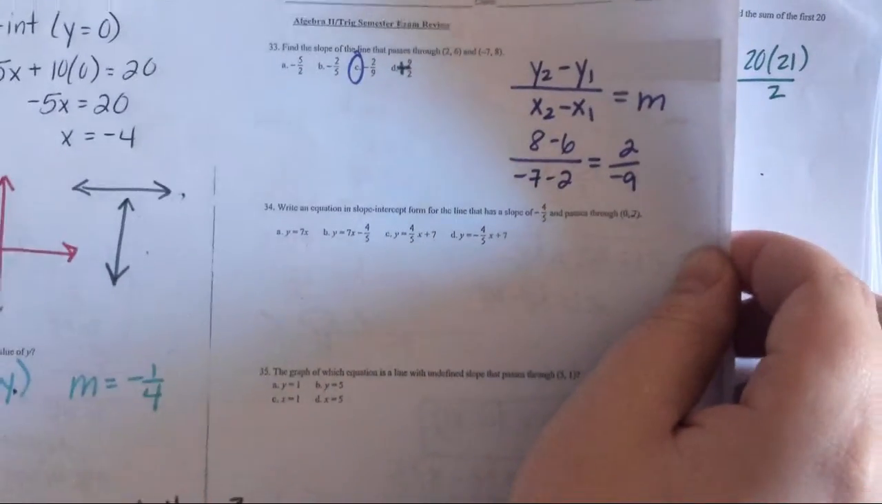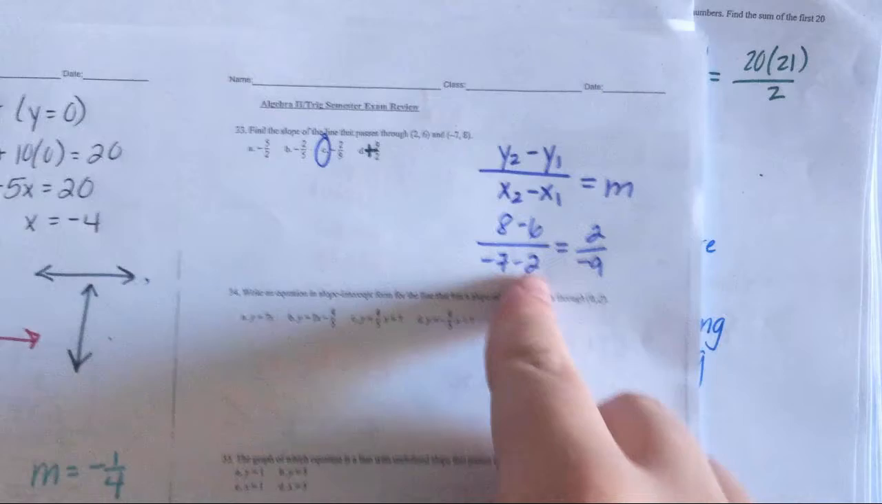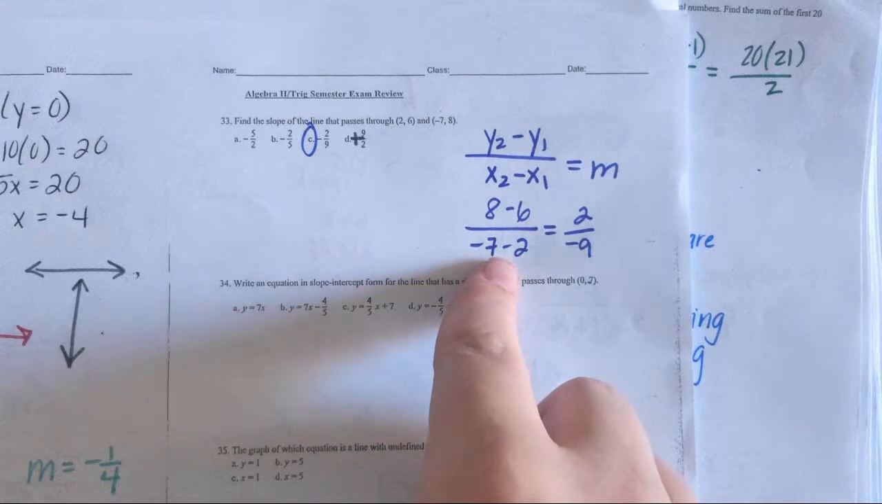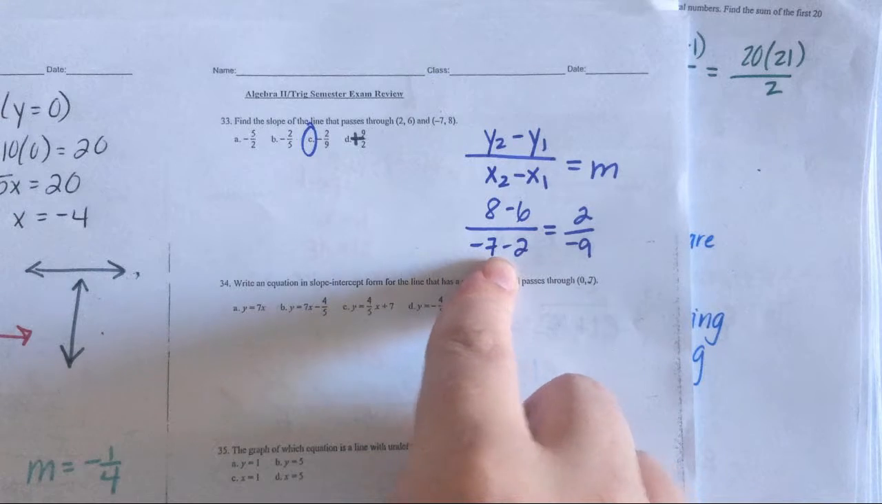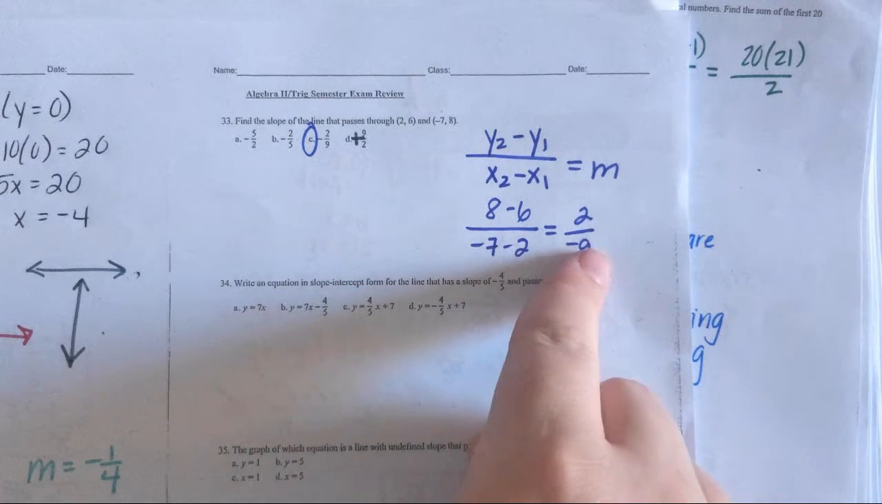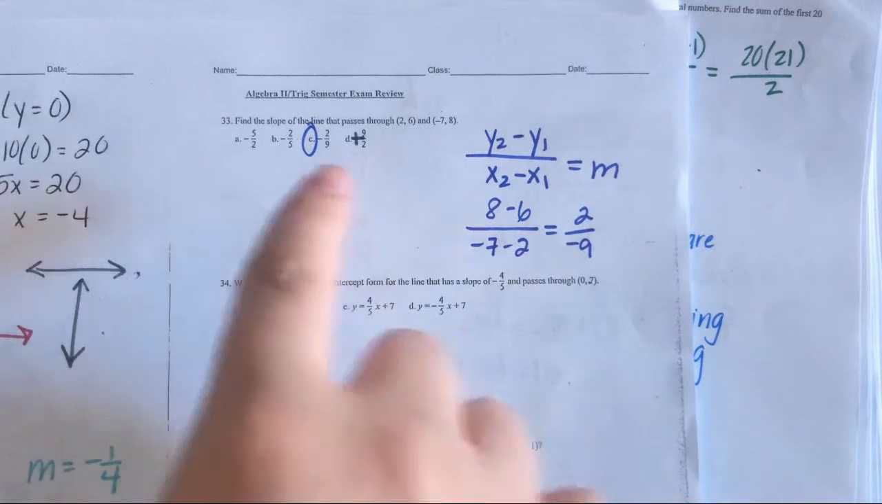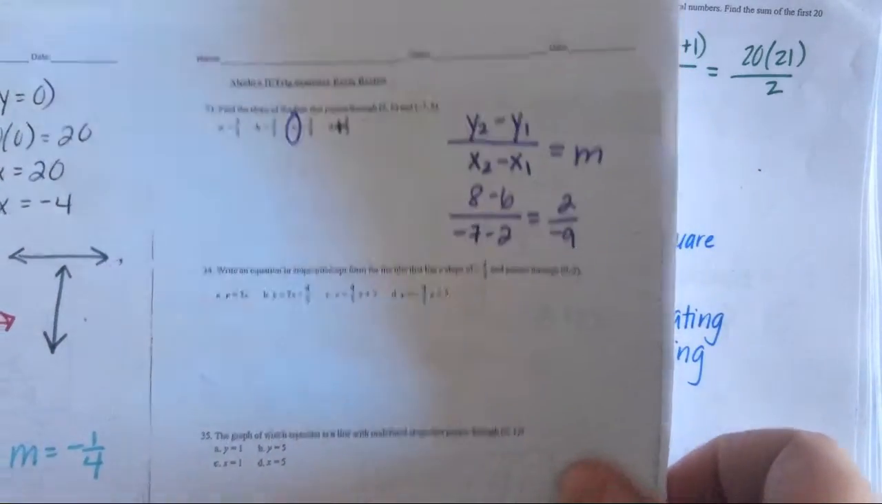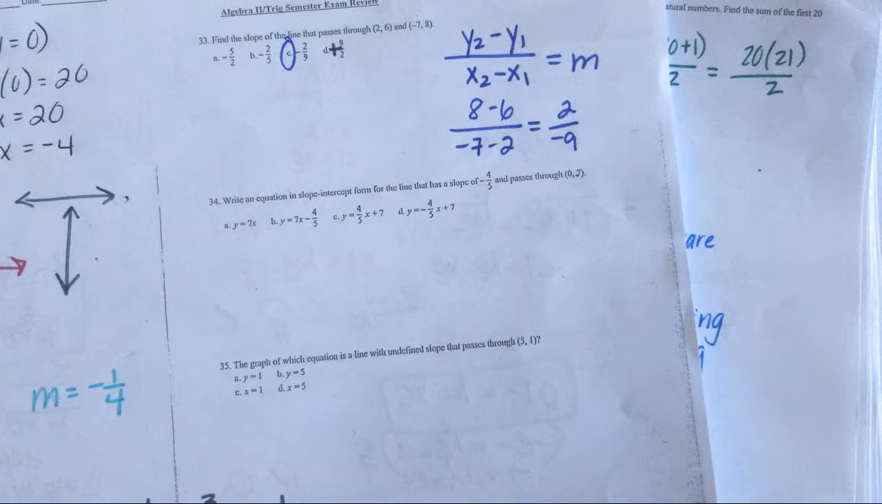Moving on. Also, I should add, the way people mess this up is in the denominator. They somehow did negative 7 plus 2 and got negative 5. So that's how B became an option. So back to where you can come up with your signs.